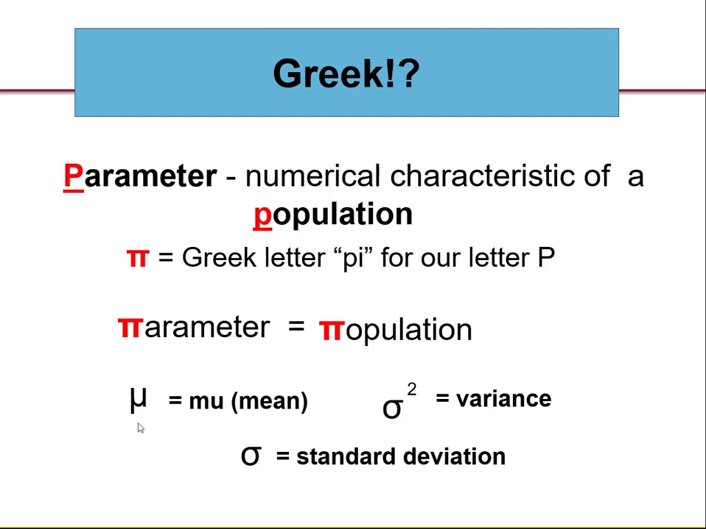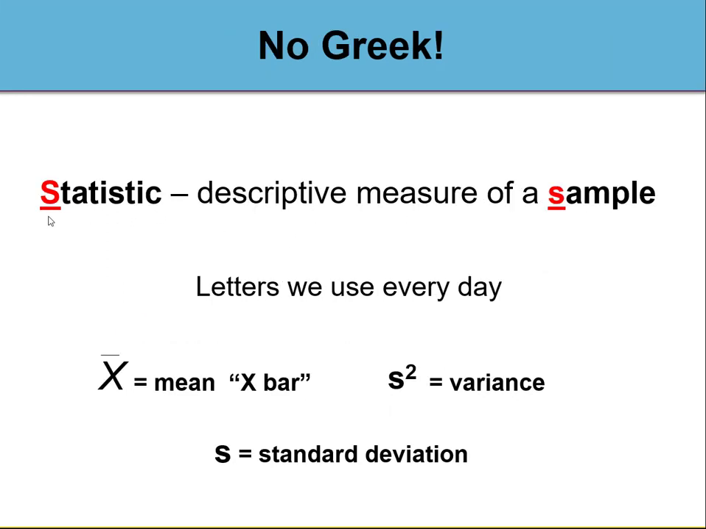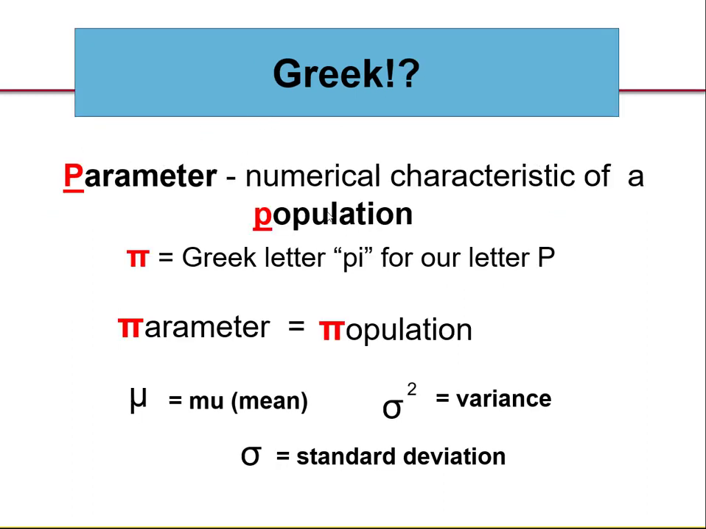So in Greek, mu is the mean. This is a lowercase sigma. Sigma squared is the variance, and sigma, the square root of the variance, is the standard deviation. You don't have to know that. I just want you to see that when you see these Greek letters, they refer to the parameters of the population. Now, when you see an S in the Latin script, S is a statistic, which is a descriptive measure of a sample, which also conveniently starts with S. So statistic is to sample, as parameter is to population.